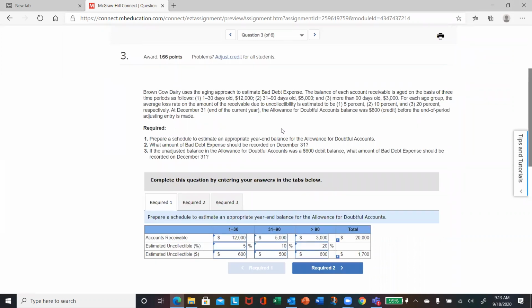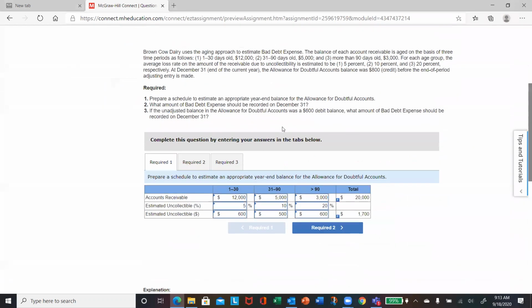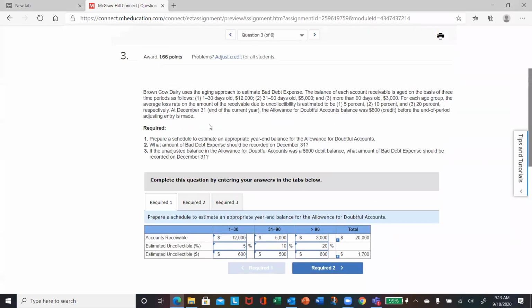And on this one, they want you to do a schedule of accounts receivable. They want us to do the bad debts and then do some adjustments on the adjusting entry. So in part 1, they give you all the information up here in this paragraph about how old each of the debt is. And then they give you all the percentages. It's 5%, 10%, and 20%.